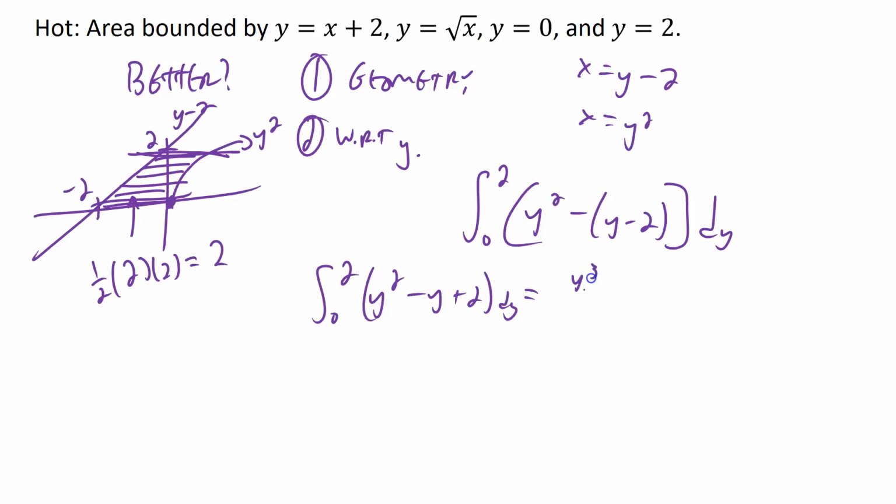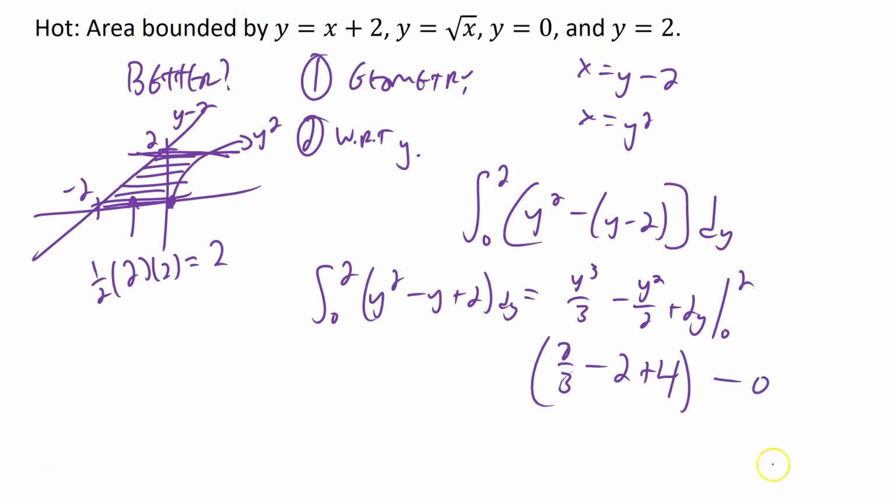So that's going to be y cubed over 3 minus y squared over 2 plus 2y, evaluated from 0 to 2. Plug 2 in, you get 8/3, minus 4 over 2 is 2, and then plus 4. And then minus, put 0 in, it's all 0. So let's hope this works. So 8/3 minus 6/3 is 2/3. Plus 4 is 12/3. Yeah, 14/3. Check that out. I always love it when it works out like that. Cool. So, a little bit faster.